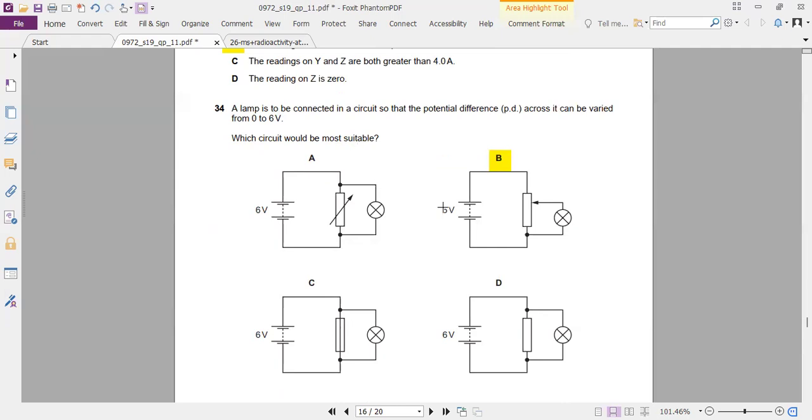So if you want to vary the potential difference, this is the circuit you want to use. Because this and this, they all have fixed resistance. And this one, at the moment, it looks like it will control the current.